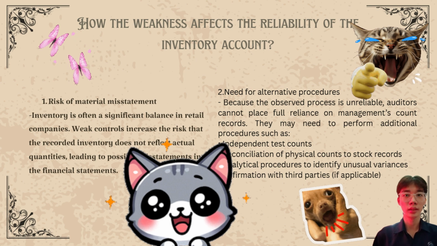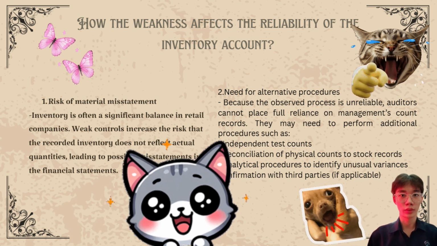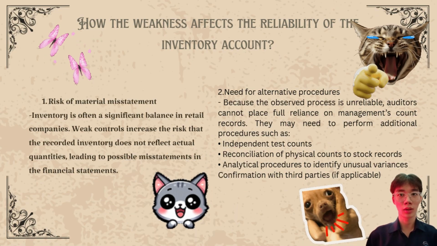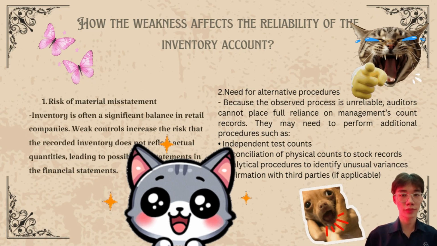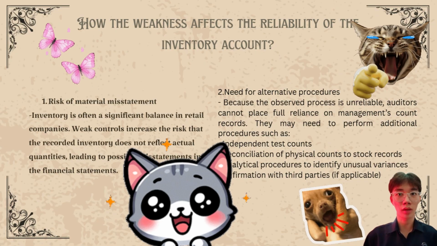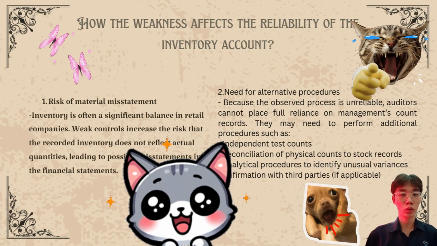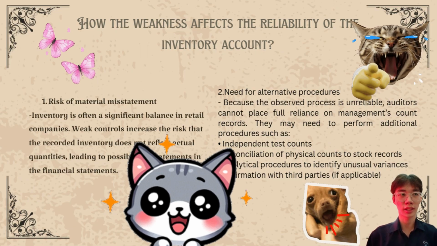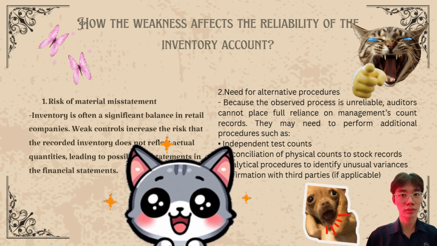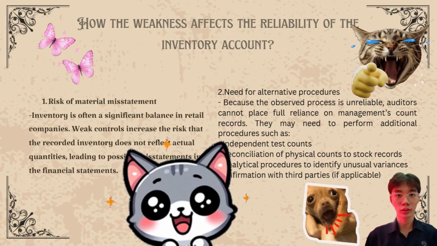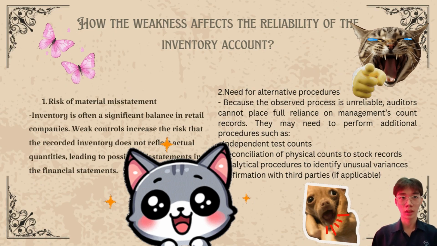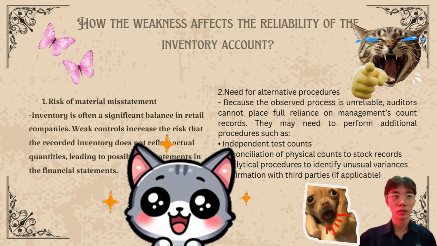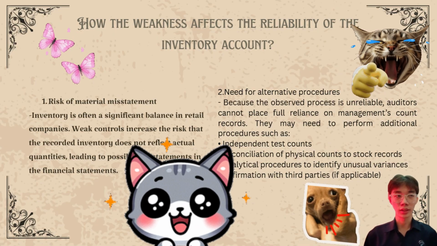The second is need for alternative procedures. Because the observed process is unreliable, auditors cannot place full reliance on management's account records. They may need to perform additional procedures such as independent test count, reconciliation to stock records, analytical procedures to identify unusual items, and confirmation with third parties if applicable.